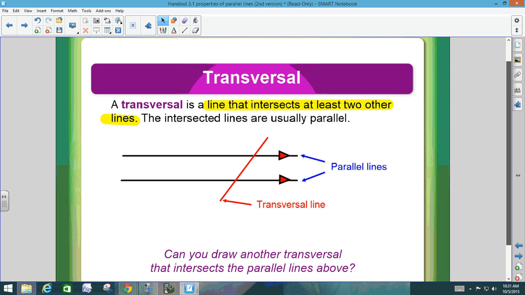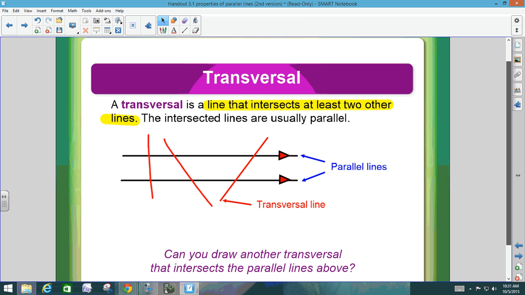Okay? I have two parallel lines because of the markings, and then here's a transversal because it's intersecting both of them. There's another transversal. It's intersecting both lines. There's a third transversal. It's intersecting both lines. So a transversal just intersects at least two other lines, if not more.